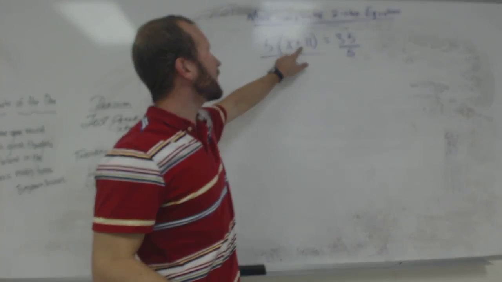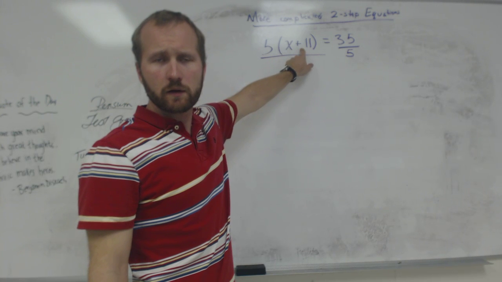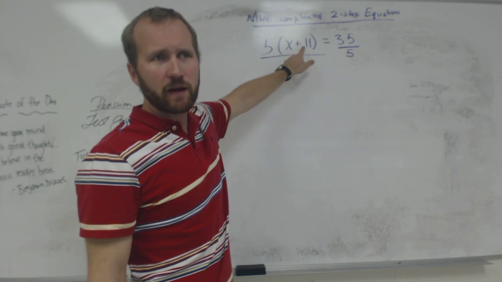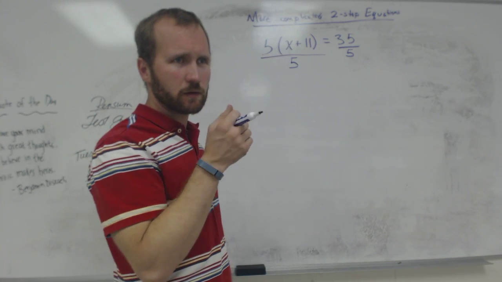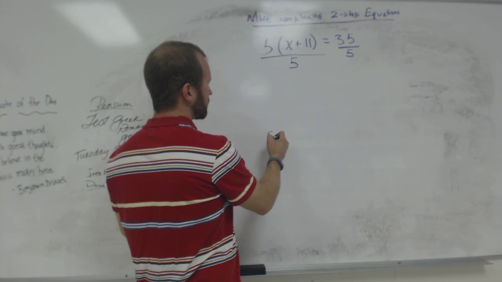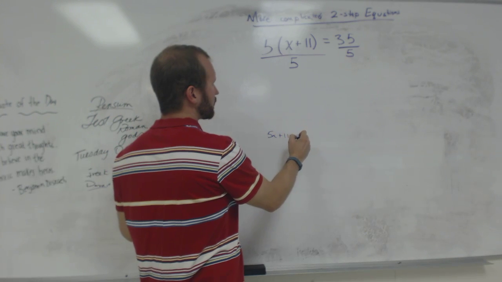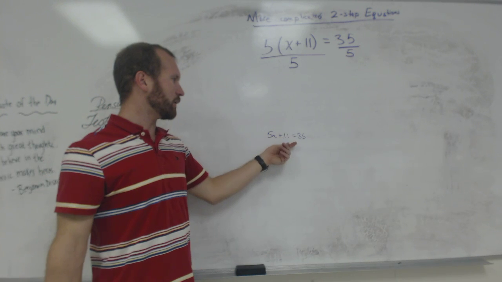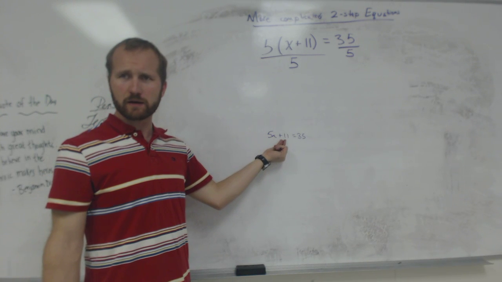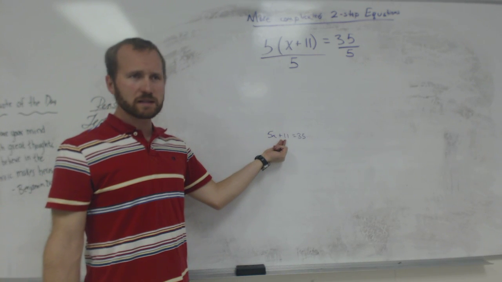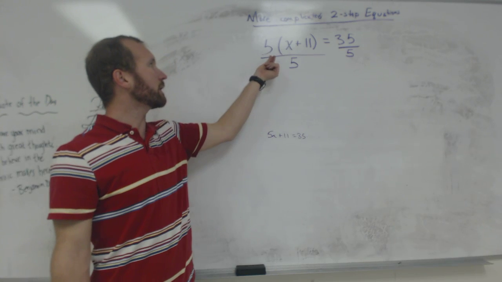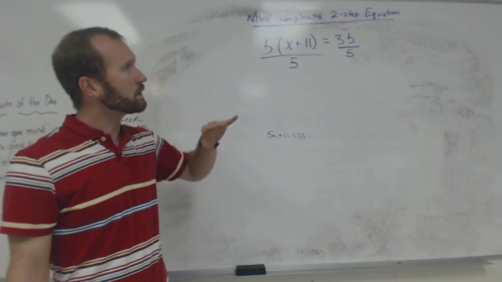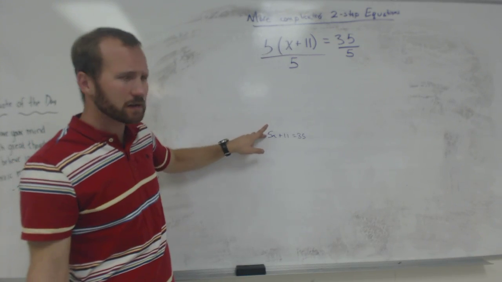How come I don't subtract 11 first? Like if I had, yeah? No. If I had this equation, 5x plus 11 equals 35. Don't write this in your notes. But if I had this, I would subtract 11 first, right? What's the difference between this and this? What does this equation have that this one does not?